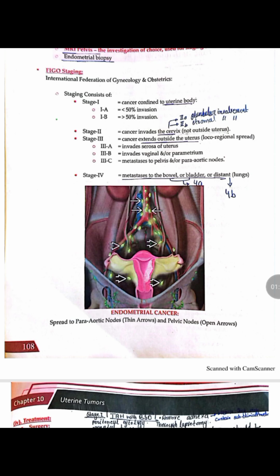So in stage 1, the cancer is confined to the uterine body. In stage 2, the cancer invades the cervix. In stage 3, the cancer extends outside the uterus. There may be involvement of the serosa in case of stage 3A. In stage 3B, there may be invasion of the vagina and parametrium. And in stage 3C, there is metastasis to the lymph nodes. And in stage 4, there is distant metastasis.